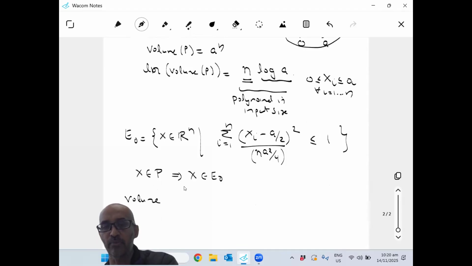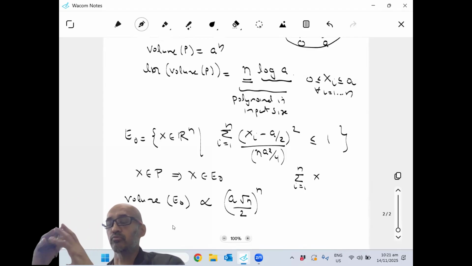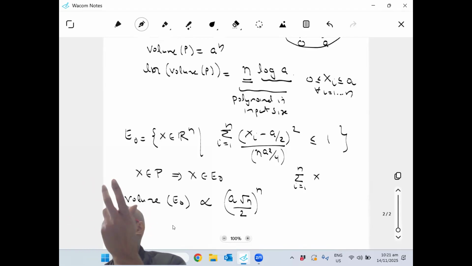It turns out the volume of an ellipsoid of this type is directly proportional to this number. If you look at an ellipsoid, you take this number, square root n by 2, that's one term, and you multiply it with itself n times. The volume of an ellipsoid is directly proportional to this number. If I give you an ellipsoid of this type, summation i equal to 1 to n, this is actually not only an ellipsoid, it's essentially like a ball centered at a point.